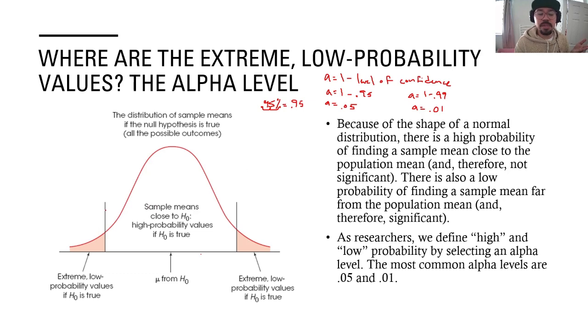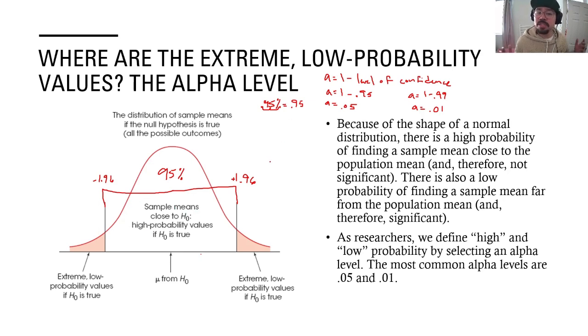1.96, that's because we learned, and we could look this up if we wanted to, that 95% of the population is going to exist between 1.96 standard deviations above the mean and 1.96 standard deviations below the mean. 95% of the population exists within this area.